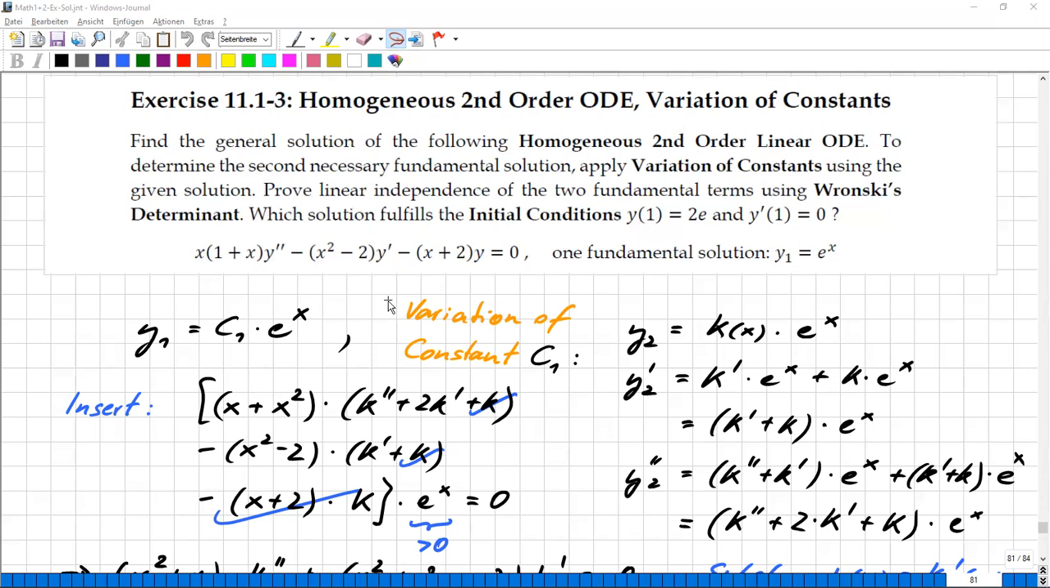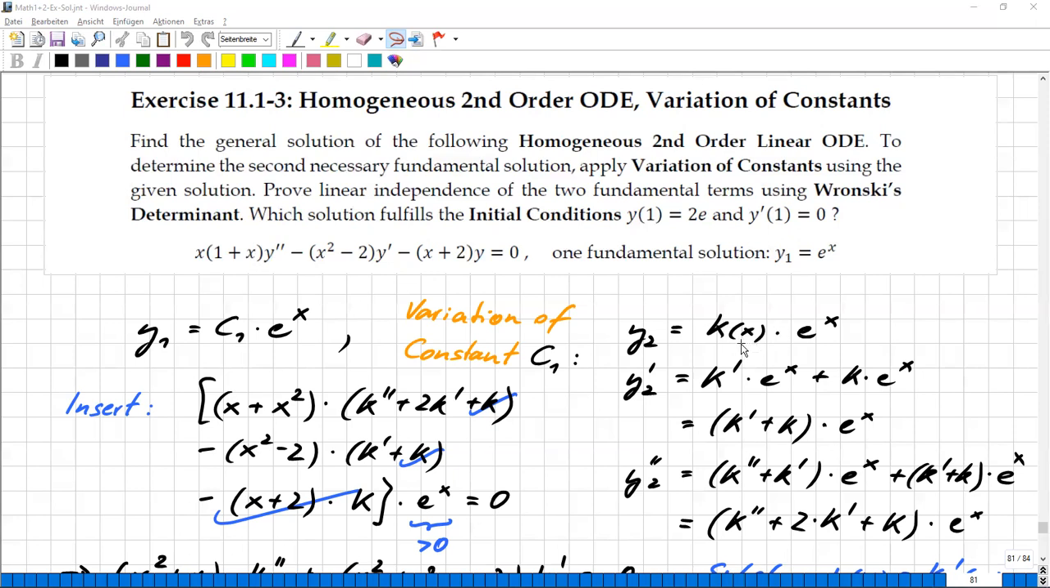Now, variation of constants means take your solution parameter and replace it by just an unknown term of x, which, just for clarity, I call capital K. So we rename C to be K, just to make clear it's no more a constant. It's not a constant anymore. Now it's a term of x.